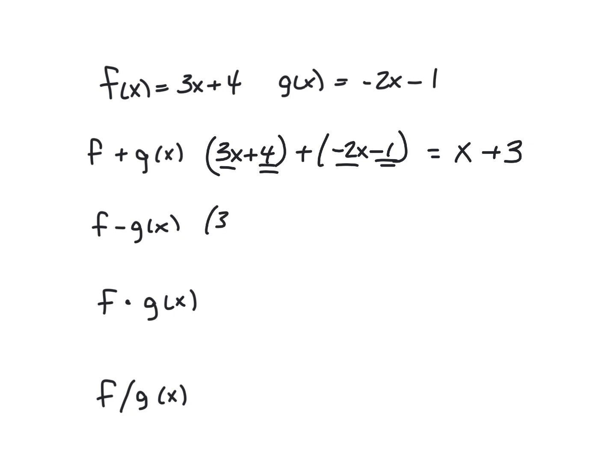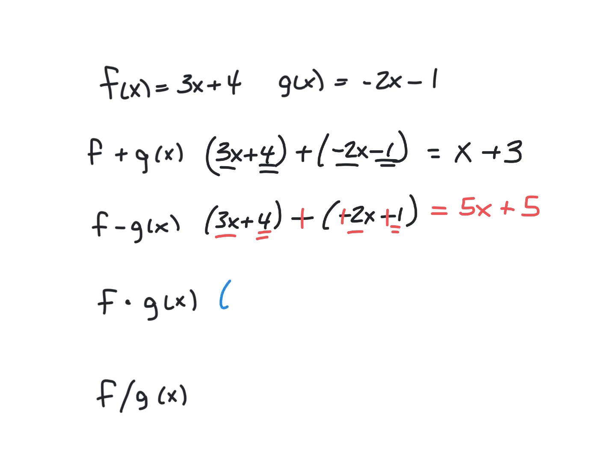Subtracting them, I like to write this all out. So I have 3x minus 4. I'm subtracting negative 2x minus 1. And then I'm going to add the opposite. I don't change that first function at all. Now it's an addition problem, so I combine like terms. And I'd have 5x plus 5.